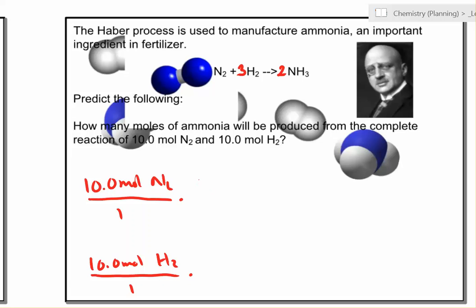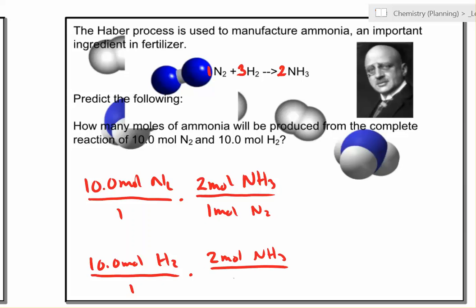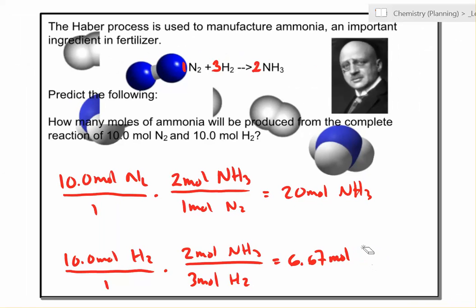So my 10 moles of nitrogen will form 2 moles of ammonia for every 1 mole of nitrogen. That's my mole-to-mole ratio. Likewise, my 10 moles of hydrogen will produce 2 moles of ammonia for every 3 moles of hydrogen. That nitrogen, if all of it reacted, would go on to make 20 moles of ammonia. The hydrogen, on the other hand, is only capable of making 6.67 moles of ammonia.